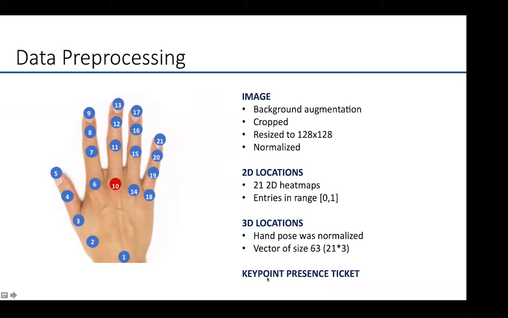I trained the model using different datasets, and not all the datasets have 21 key points. So I need to have a kind of flag for whether we have the coordinates for this key point or not, to make training possible with partially labeled data.